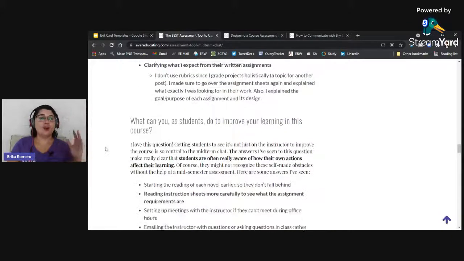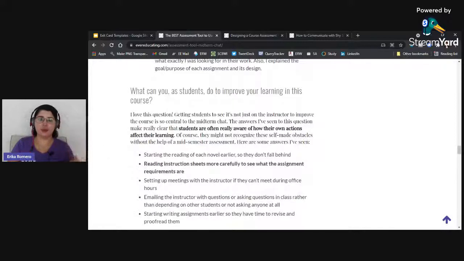And then finally, what can they, as students, do to improve their learning in the course, right? So it's not just what I can do as an instructor. What can they do? And so student responses, some said, okay, well, I can start reading a bit earlier rather than the day before, because it is a novel. I can read the instructions more carefully and see if I actually just missed a detail when she said this and I was just confused, but it was there in print if I just checked for it, right?